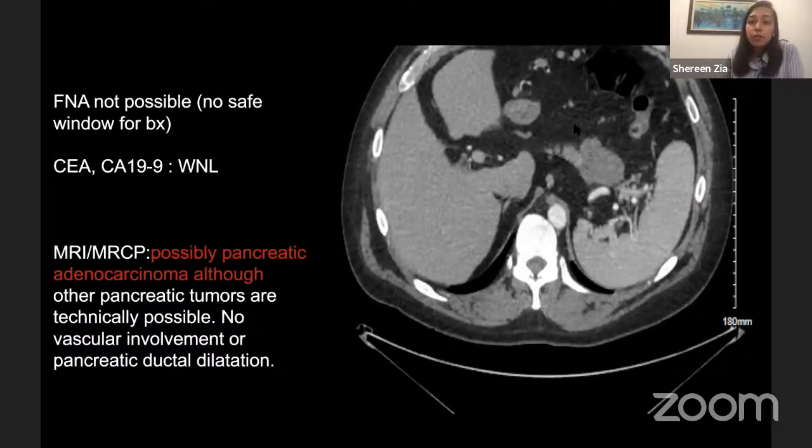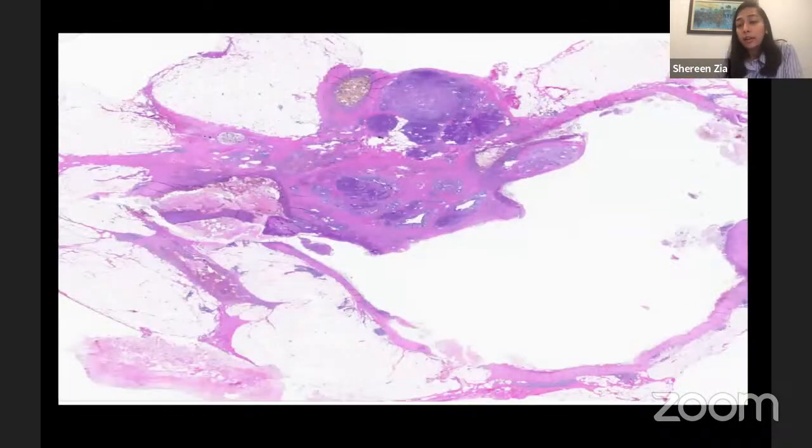So this is the imaging finding of that. Although CA 19-9 was within normal limits, FNA was not possible because of no safe window for biopsy. But that was very concerning for pancreatic adenocarcinoma on imaging. So the patient underwent surgery, and as you can see, they found this cystic lesion.